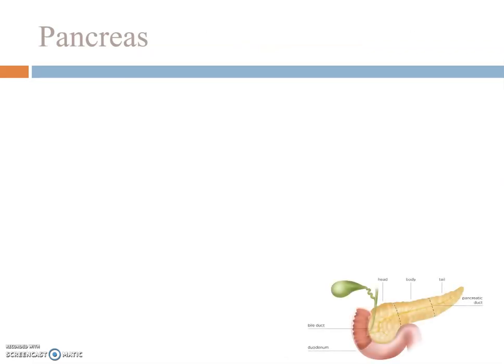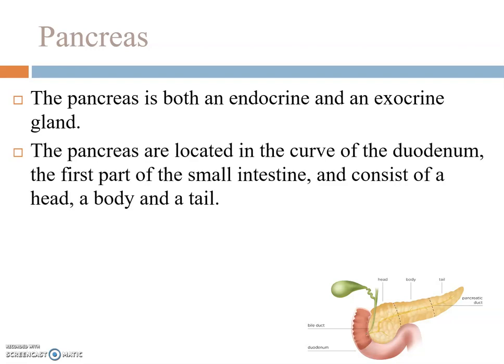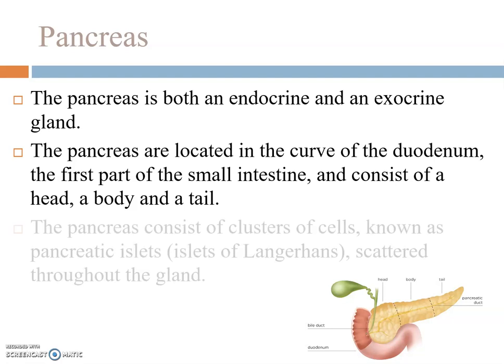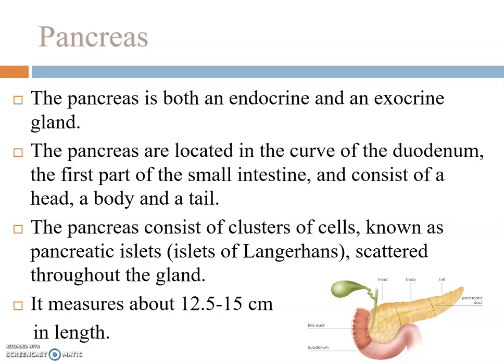Pancreas. The pancreas acts as both an endocrine as well as an exocrine gland, which is called a heterocrine gland. The pancreas is located in the curve of the duodenum, the first part of the small intestine, and consists of a head, a body and a tail. The pancreas consists of clusters of cells known as pancreatic islets, also called islets of Langerhans, which are scattered throughout the gland. It measures about 12.5 to 15 centimeters in length.